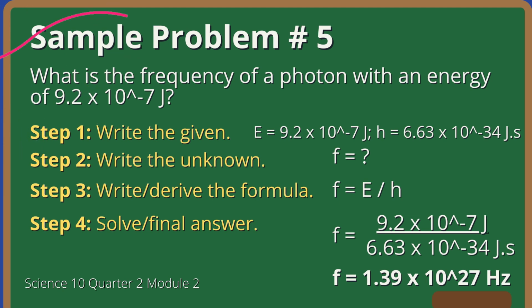Step 3. Write or derive the formula. f is equal to E divided by h. Step 4. Solve or final answer. f is equal to 9.2 times 10 to the negative 7 joules divided by 6.63 times 10 to the negative 34 joules second. Final answer. f is equal to 1.39 times 10 to the 27 Hz.